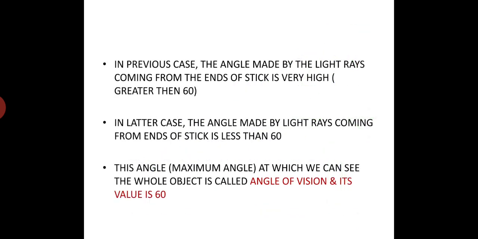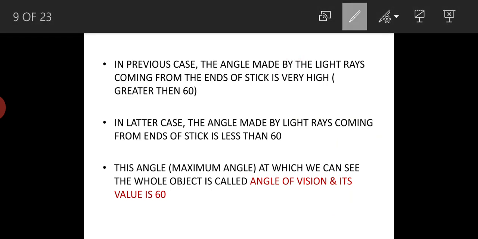So in the previous case, the angle made by the light rays coming from the ends of the stick is very high, that is greater than 60 degrees. Whereas in the latter case, the angle made by the light rays coming from the ends of the stick is less than 60 degrees.